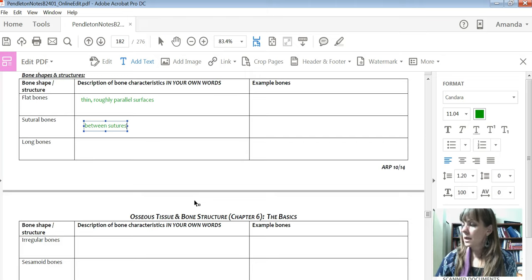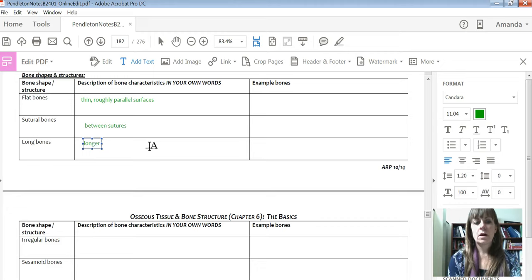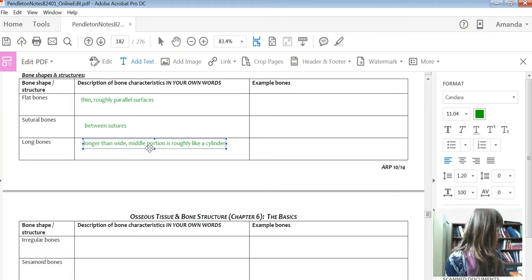The next type of bone is going to be a long bone. These bones are generally longer than they are wide, and the shaft, the middle portion, is roughly cylindrical. So the middle portion is roughly like a cylinder. And again, let me show you some examples of that.